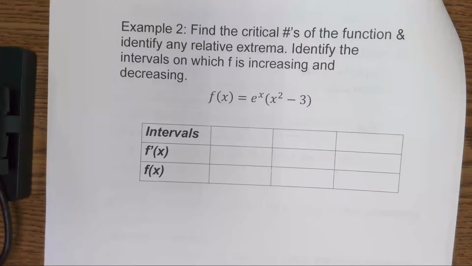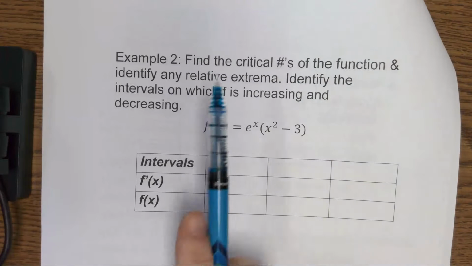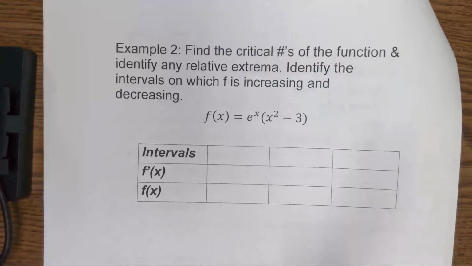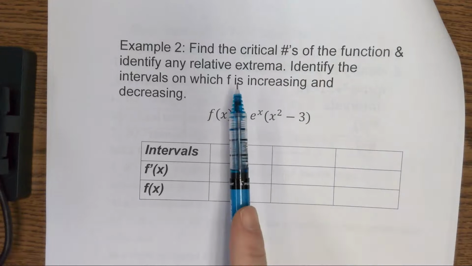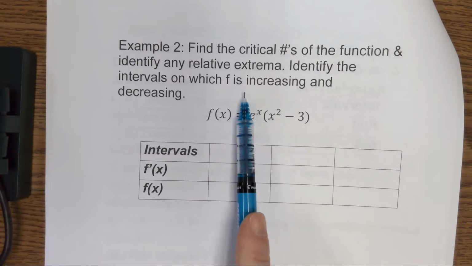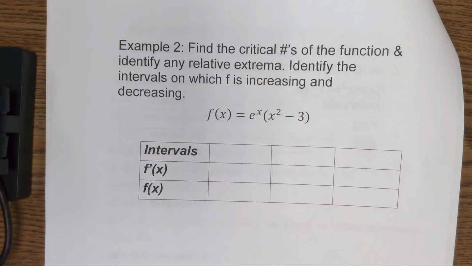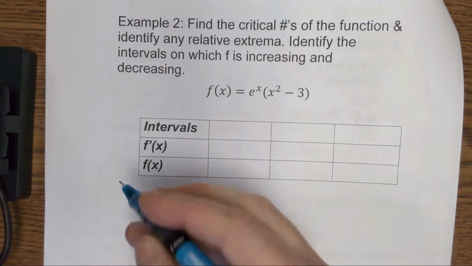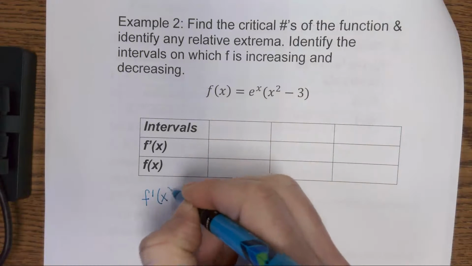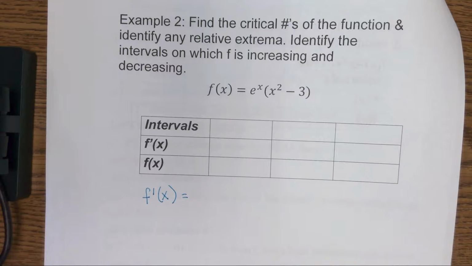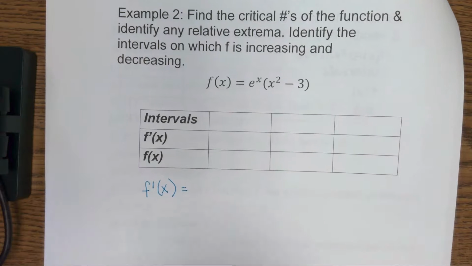So I'm going to very first go through and find the critical numbers of the function, and then I'm going to use a sign chart to determine where the function is increasing and decreasing. Those two things kind of go together. So very first, I'm going to take the derivative. This involves product rule.